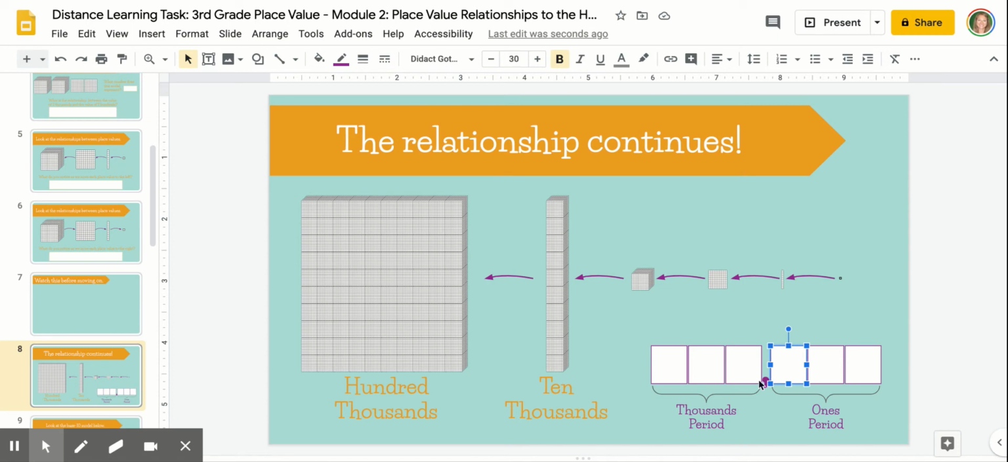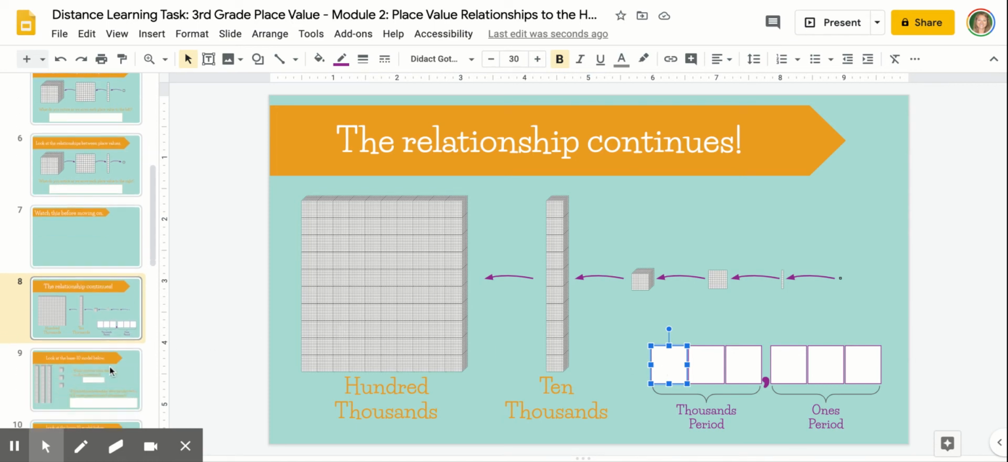And you'll see a pattern here. Remember, we have ones, tens, and hundreds? Well, here we have thousands, 10,000s, 100,000s. So within each period, you have the unit block, 10 of them, and 100 of them, right? But here we're talking about thousands since it's the thousands period. So we have thousands, 10,000s, and 100,000s.